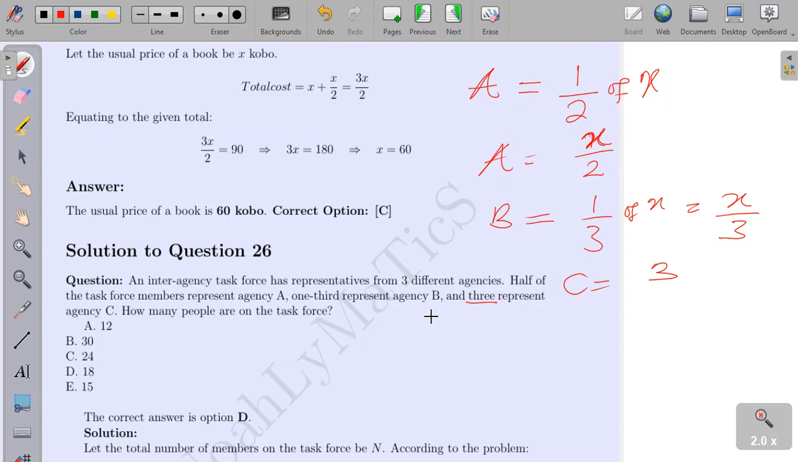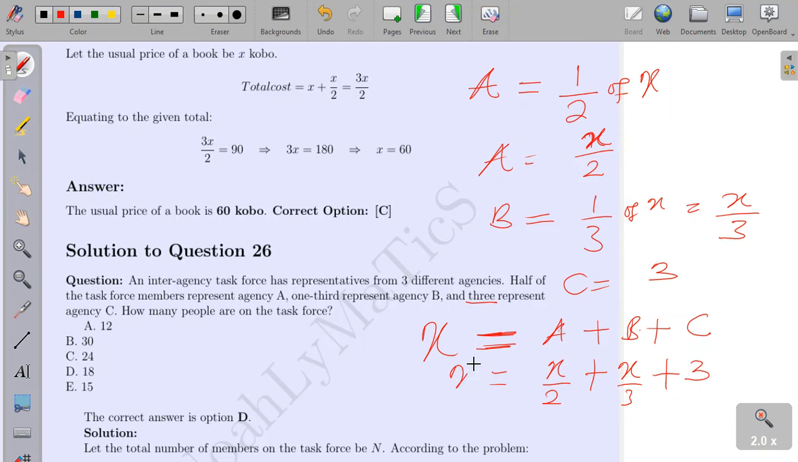So the total number of the task force that I have is equal to this. The task force comprises 3 different agencies: agency A, agency B, agency C. For agency A, what do we have there? X over 2. For agency B, what do we have? X over 3. For agency C, what do we have? Just 3 alone, 3 over 1. Still equals X. So how can you solve this?